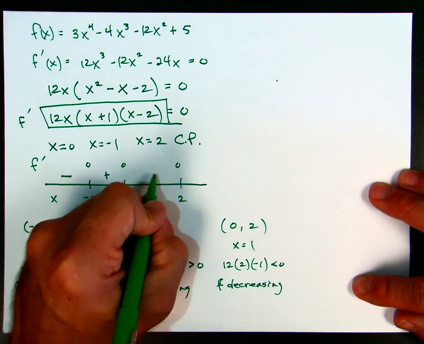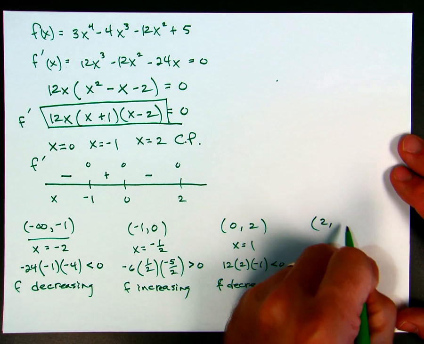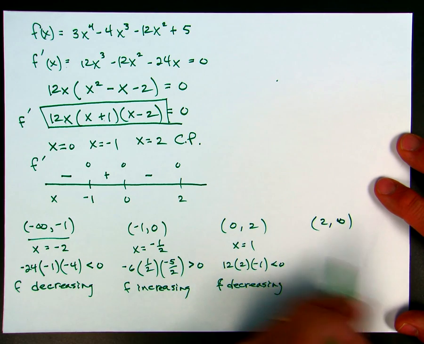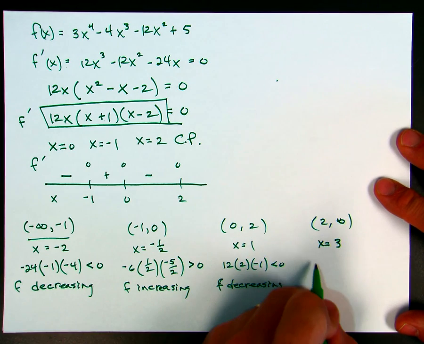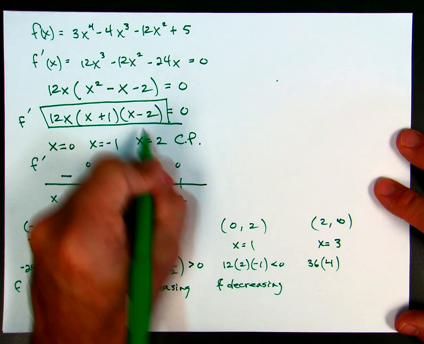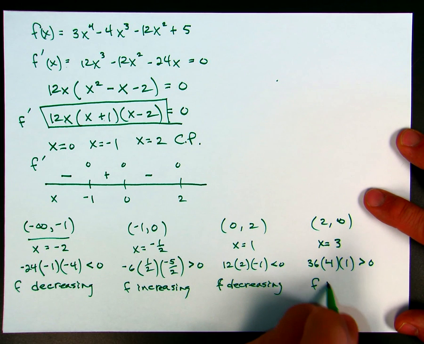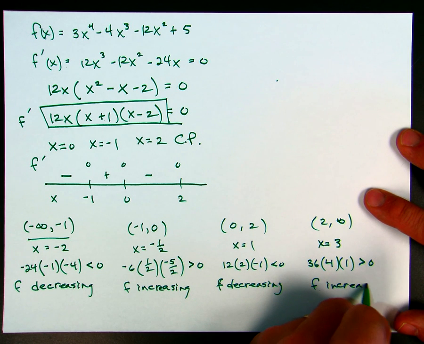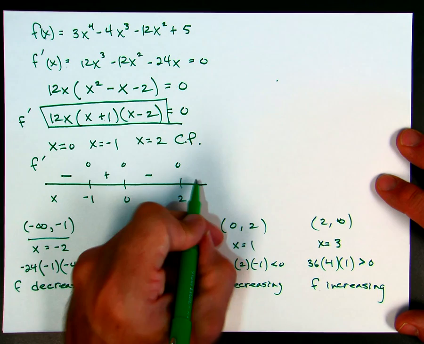So it's going to be negative in here. And finally, my last interval is from 2 to infinity. I don't know, let's just pick 3. That's reasonable. So I'm going to have 36 times 4 times 1, which is positive. So f is increasing. Notice I'm also finding the intervals of increase and decrease here.